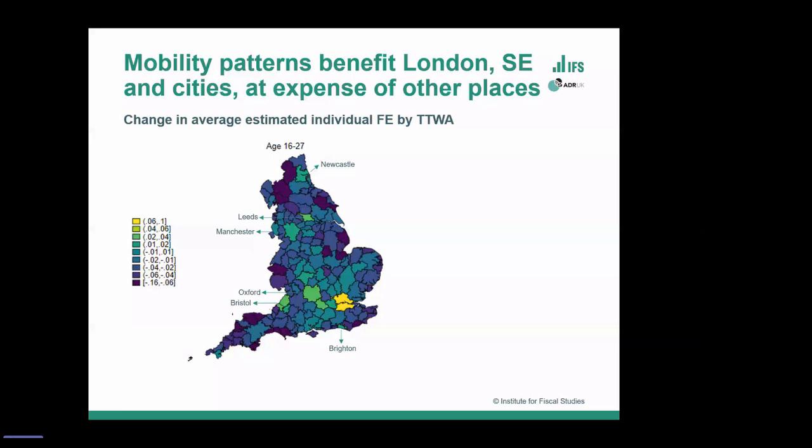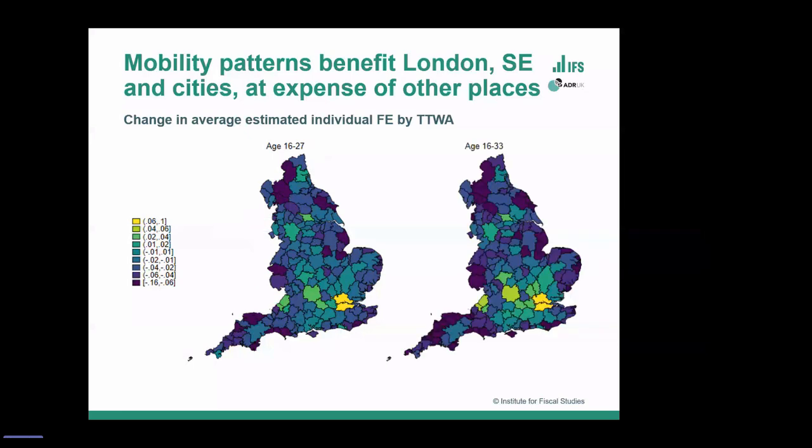I've highlighted London, but that's not the only place. There are other places you see in the light green, yellowish colours on this map that also gain, and these tend to be cities, so places like Bristol, Brighton, Oxford, Leeds, Manchester, and Newcastle at the top over there. So this looks at migration up to age 27. Well, what happens by age 33?